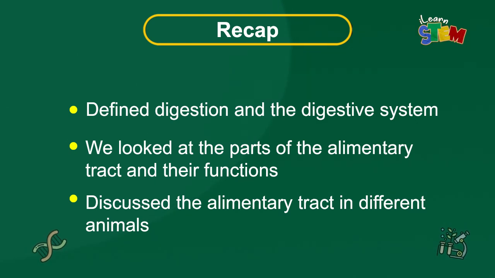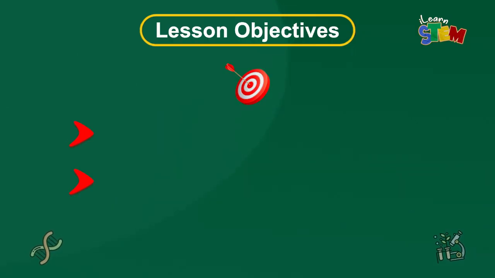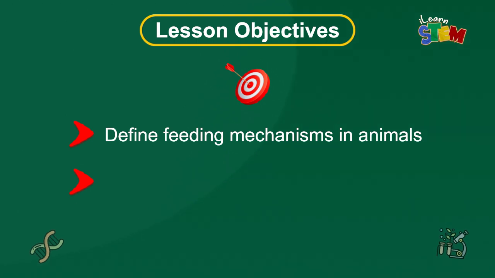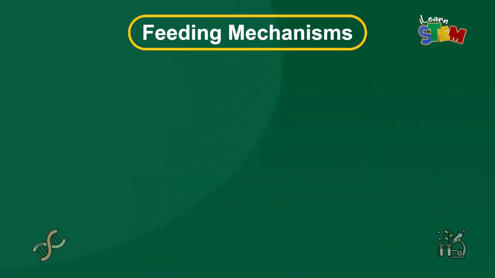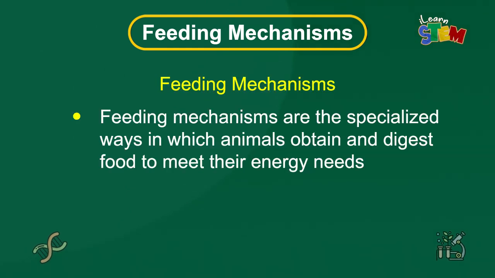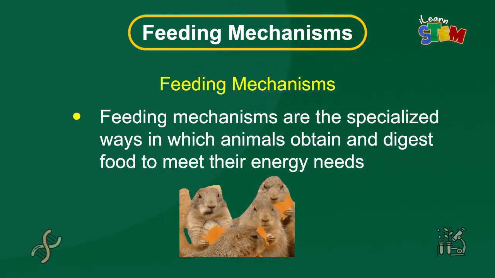First, let's see the lesson objectives. By the end of this lesson, you should be able to: 1. Define feeding mechanisms in animals. 2. Illustrate feeding mechanisms in some animals. By now, you will be wondering what is a feeding mechanism. Feeding mechanisms are the specialized ways in which animals obtain and digest food to meet their energy needs.